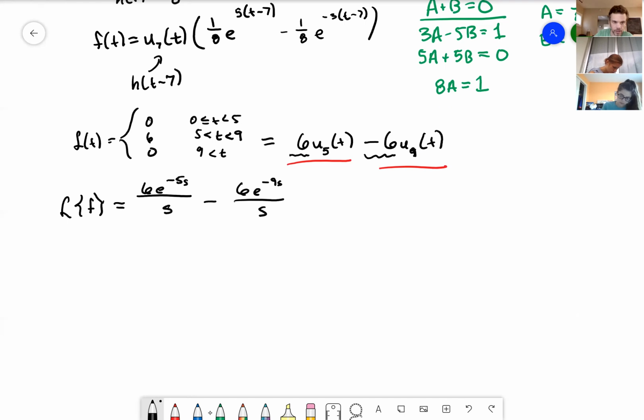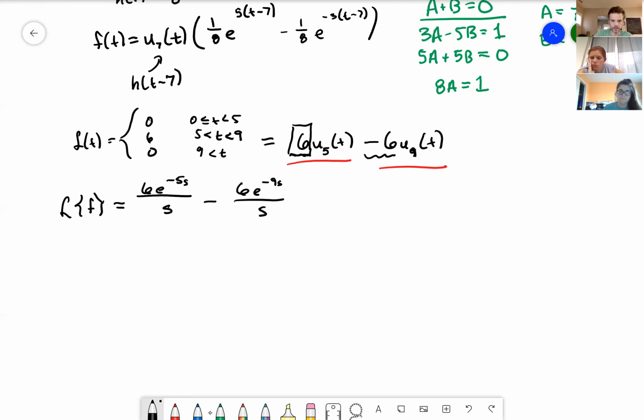Double check to make sure. Normally, the function that we're shifting, in this case it's just a constant 6, we would have to rewrite in terms of t minus 5. We would have to figure out what it is in terms of t minus 5. But 6 in terms of t minus 5 is 6. Okay.